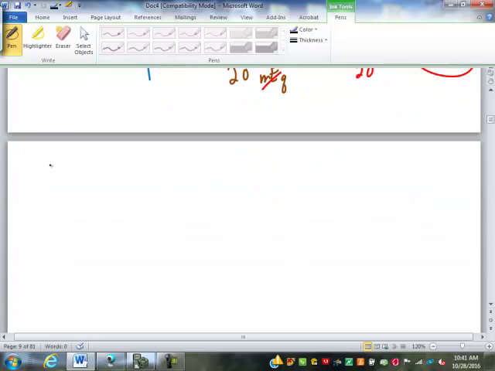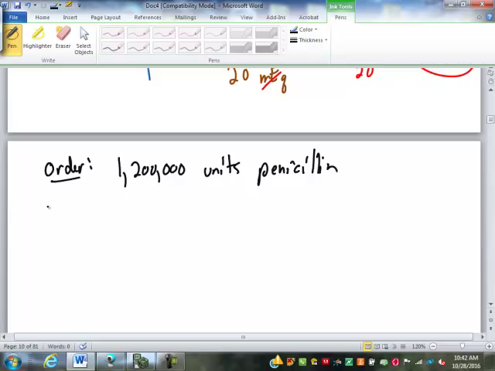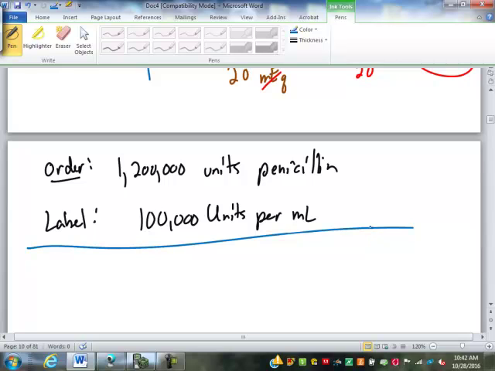You might have an order for 1,200,000 units of penicillin. And on the label, it says it is constituted at 100,000 units per milliliter. I want you guys to try that one for me quick. Work that one.